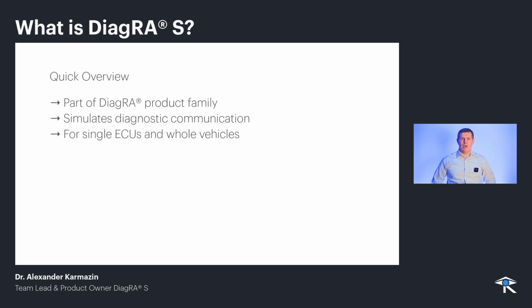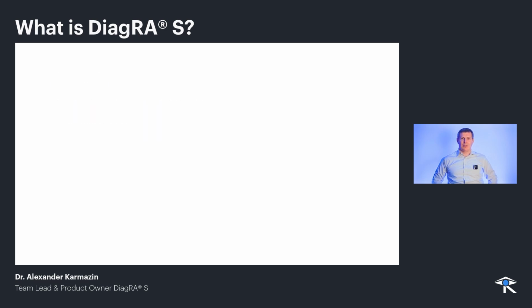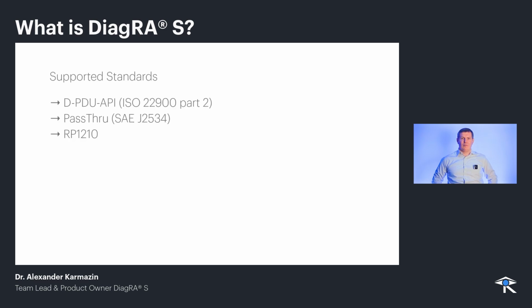DiagRA S is a new member of the DiagRA product family, which covers the simulation of diagnostic communication for single electronic control units and for whole vehicles. The DiagRA S is used for simulation of diagnostic capabilities of electronic control units. For example, you are developing or testing some diagnostic software, typically working with hardware interfaces based on one of the standards, DPDU API, ISO 22900 Part 2, pass-through, or RP 1210.